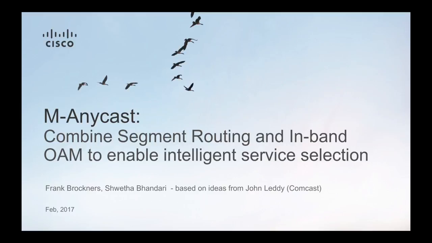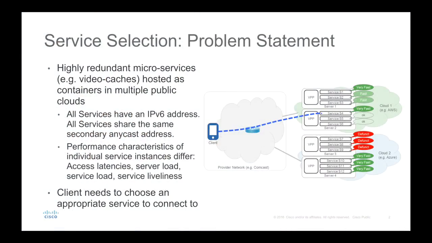A demo of intelligent Anycast server selection using segment routing and in-band OAM. Multiple instances of highly redundant microservices, such as video caches, are hosted in public cloud and are accessible over Anycast IPv6 addresses. When a user tries to access the service, based on Anycast routing, one of the many servers gets selected. This often leads to timeouts and suboptimal user experience.